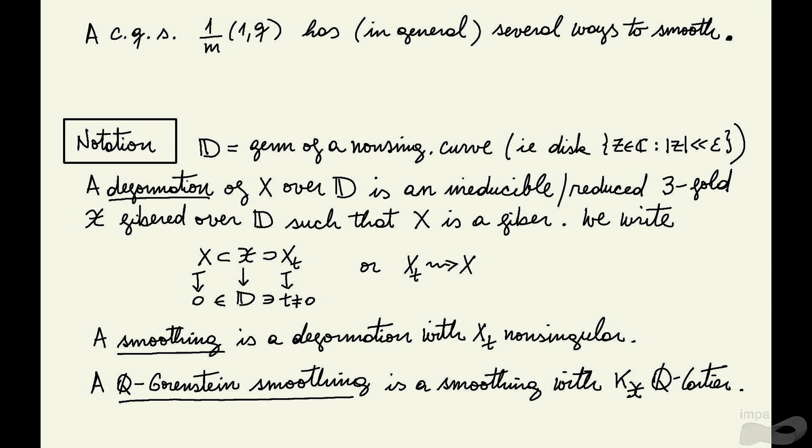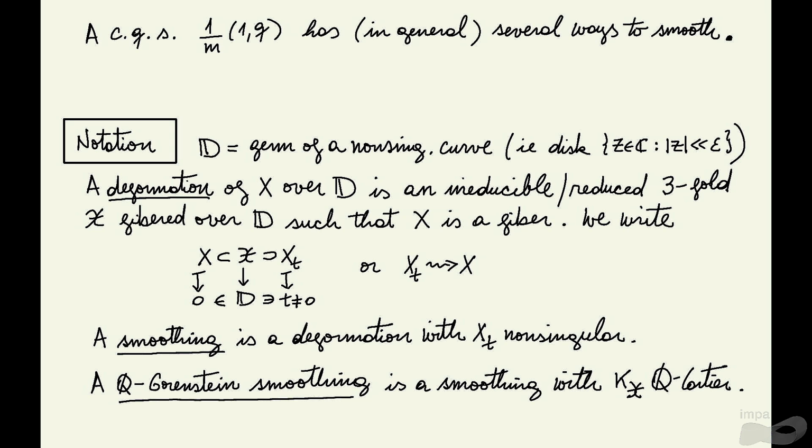A smoothing is a deformation where this Xt is non-singular. So there are no singularities. And so a smoothing of X is like that, or you might say a degeneration of Xt into X. And a Q-Gorenstein smoothing is a smoothing with the canonical class of the threefold Q-Cartier. Okay? So those are notation and definitions for what I'm going to do.